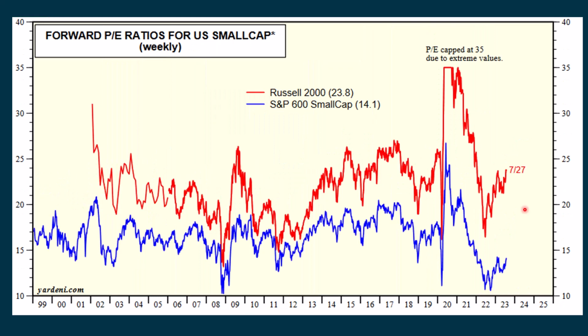And then one final chart is the forward PE ratios just for the different small cap indexes. If you watch the daily videos, you know that I follow the S&P small cap index. There's also another popular small cap index called the Russell 2000. If we look at the Russell 2000, we have a PE ratio of 23.8.